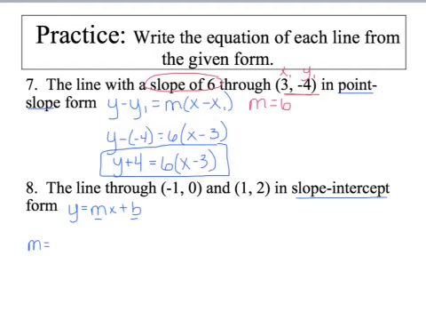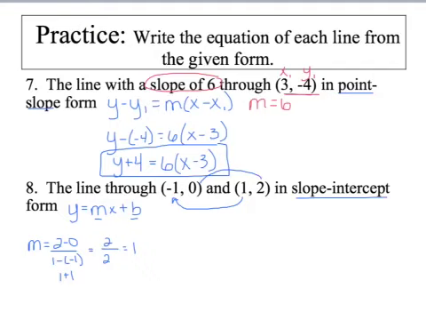I'm going to subtract my y's, so I have 2 minus 0. Divide that by the difference in my x's. 1 minus negative 1. 2 minus 0 is 2. 1 minus negative 1 is really 1 plus 1, and I get 2 again. 2 divided by 2 is 1. So I have a slope of 1.